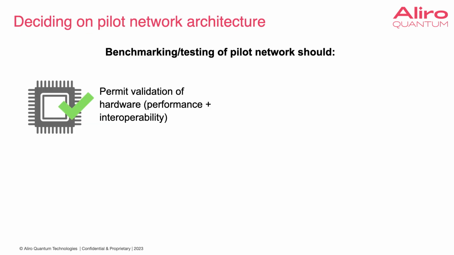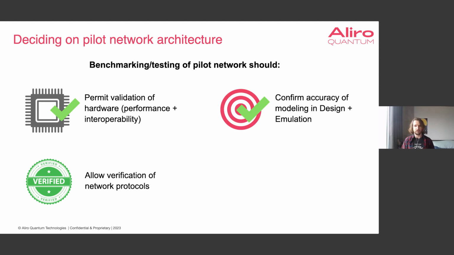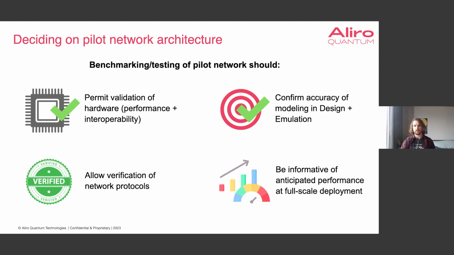Now, in summary, the design of our pilot network should be motivated by the requirements we need to validate for the full-scale network, as well as the various software components that will control it. It should permit validation of the hardware in terms of performance and interoperability. It should allow verification of our network protocols. It should permit confirmation of the results obtained through design emulation, and it should be informative of the anticipated performance when the network is scaled up to its full size.